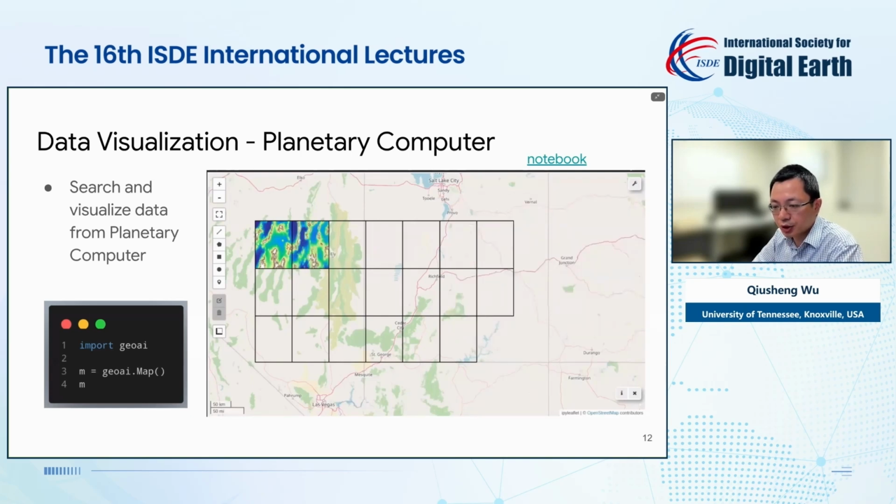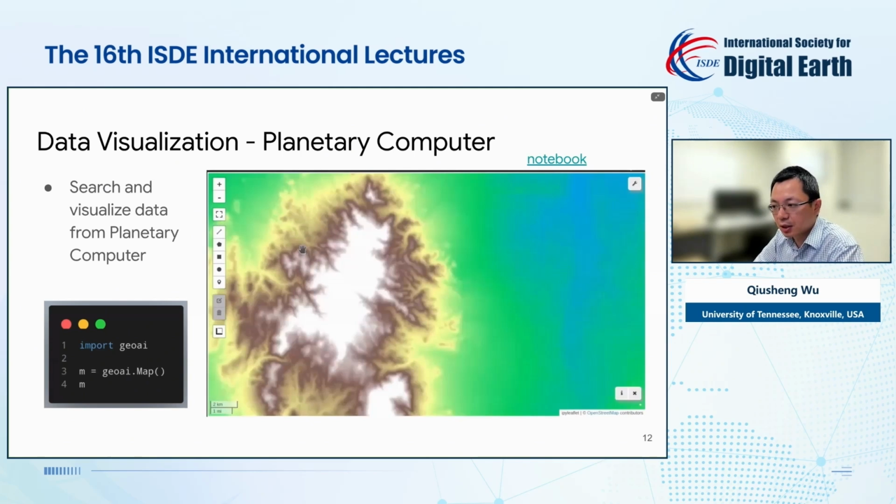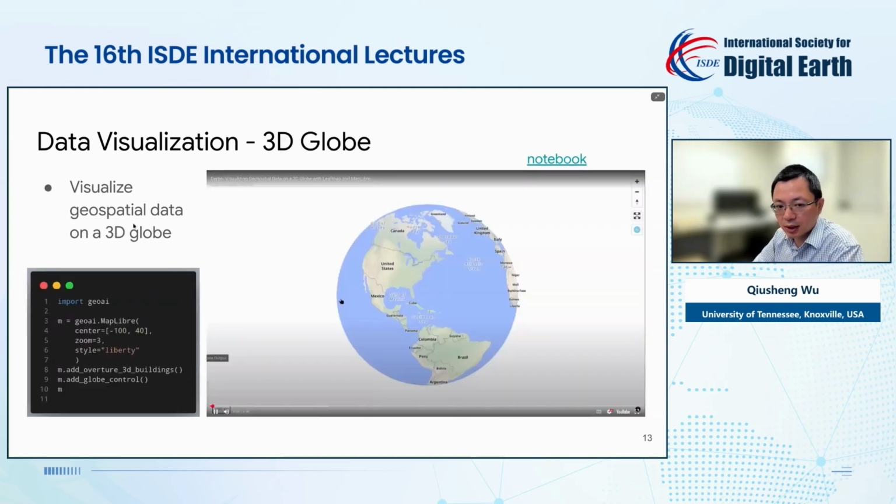So you can source data from Planetary Computer, from AWS, from any third-party data catalog. This data can be gigabytes, but you don't have to download anything. You can see the data first, and then make sure the data is the one you want. Then you can download the data. You can also visualize data on a 3D globe.